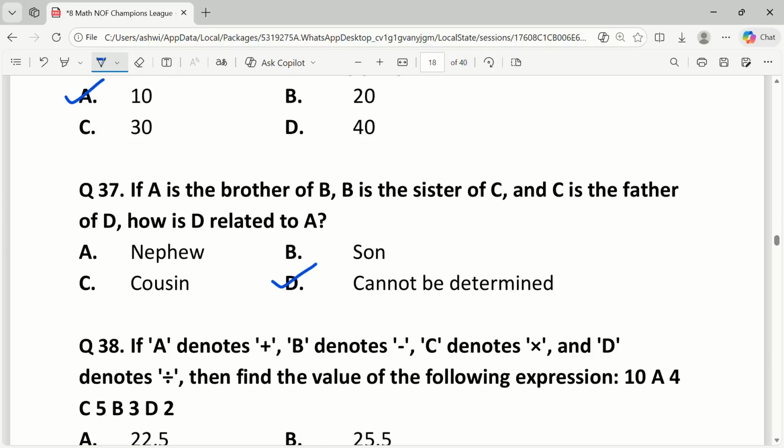C is the father of D means C is male. A is C's brother. D is C's child. Therefore, A is D's uncle. However, D's gender is not specified. D could be a nephew or a niece to A. Since the options do not provide niece-nephew, the relationship cannot be determined, certainly.